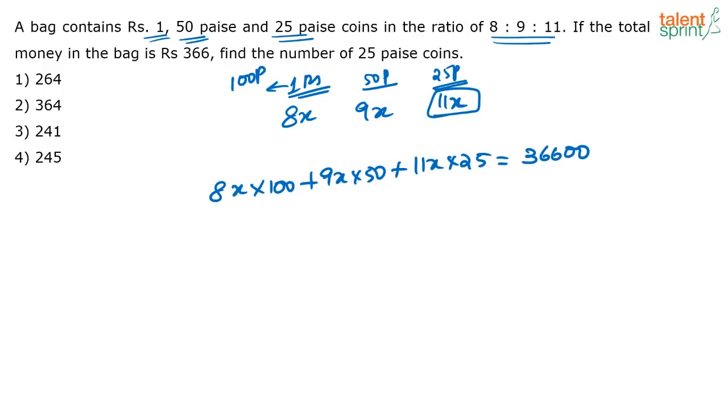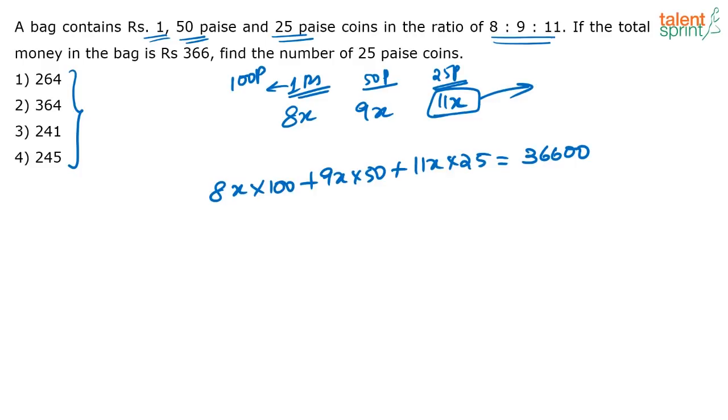It has to be either 2 or 3 or 4. It cannot be 2.5 coins. No, such an answer will never come. So I know for sure that the answer I am going to get for the 11x coins is going to be an integer, or I can say the number of 25 paise coins is going to be a multiple of 11. So just check from these options which is the multiple of 11.